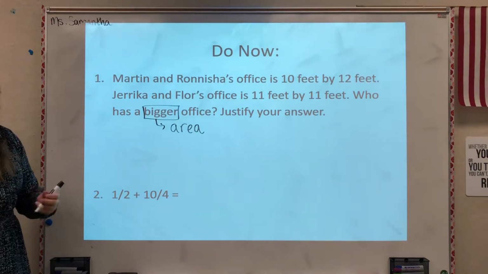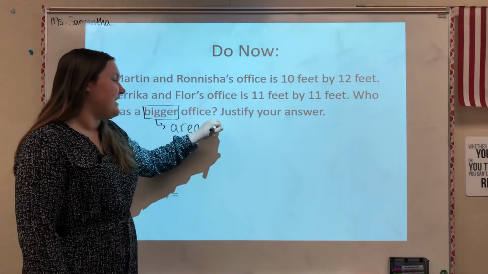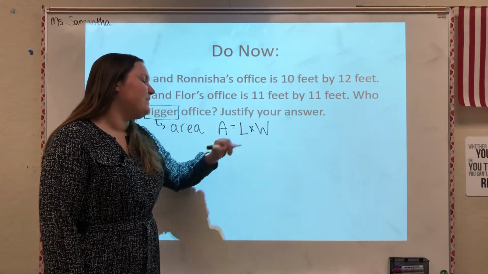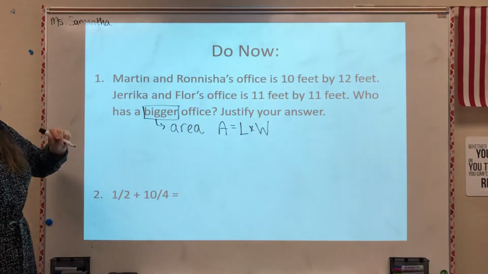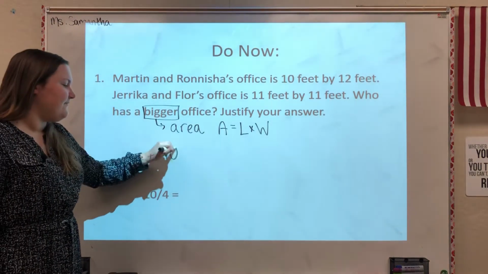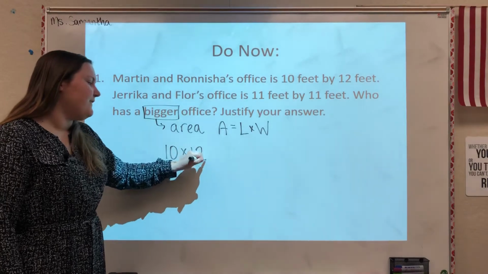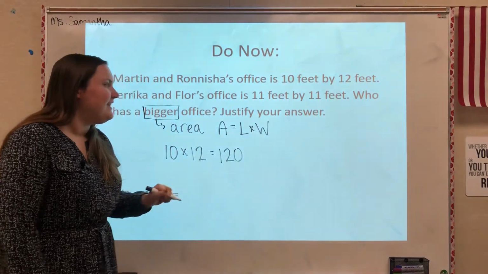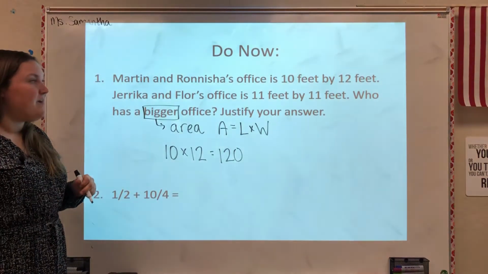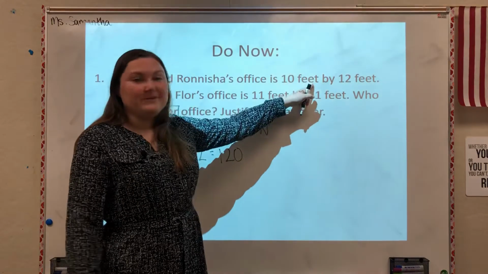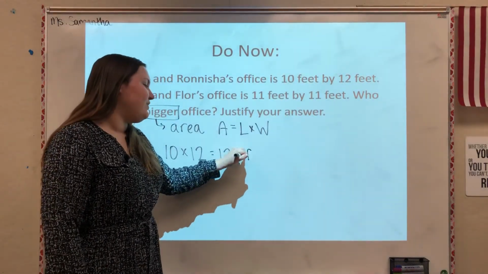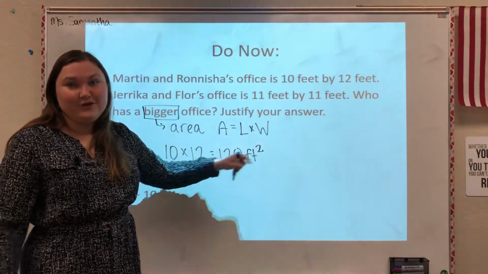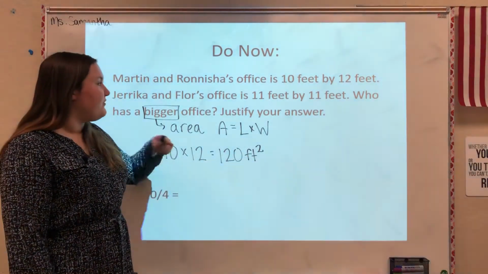The way you find area is you multiply the two sides. So often we see the formula area equals length times width. To find the area of Martin and Ronish's office, we would do 10 feet times 12 feet. When you do that, that gives you 120. We need a measurement. When you're talking about area, the measurement is feet squared, and you use that little 2 for your squared. So this is the area of Martin and Ronish's office.